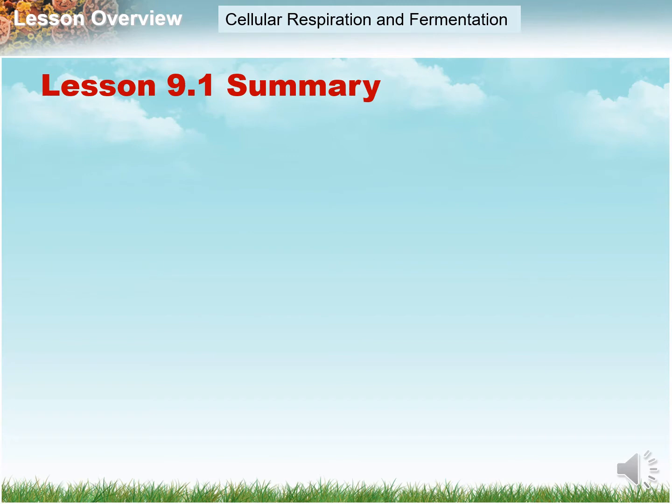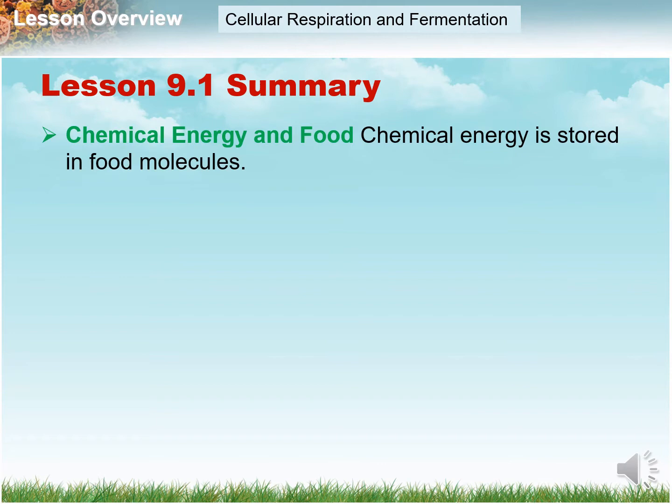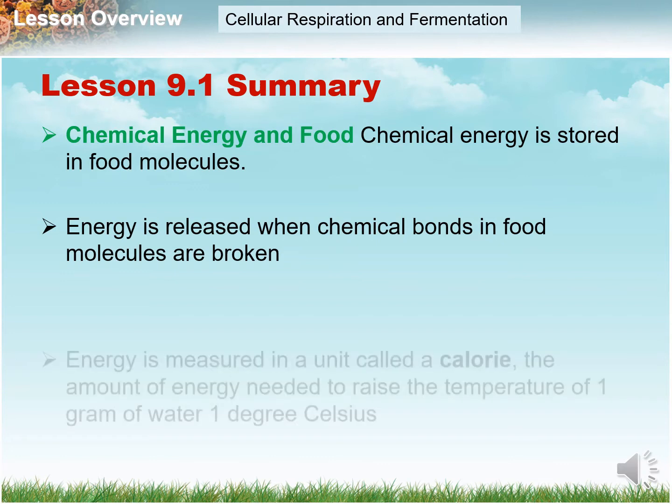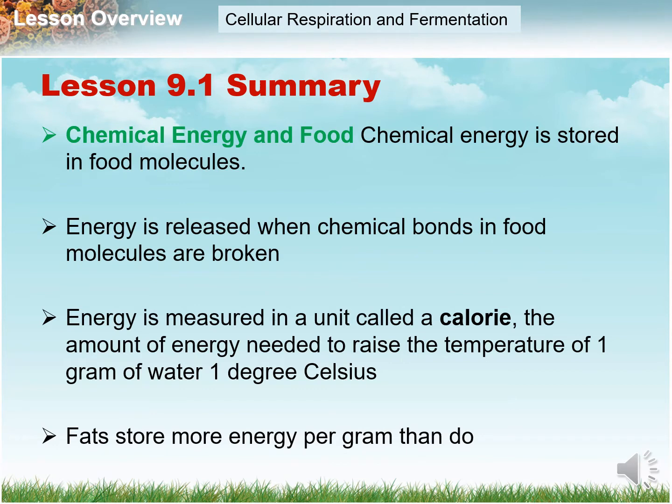So let's summarize first Lesson 1, which is the overview of cellular respiration. Chemical energy is stored in food molecules. Energy is released when chemical bonds in the food molecules are broken. Energy is measured in a unit called a calorie, the amount of energy needed to raise the temperature of 1 gram of water by 1 degree Celsius. Fats store more energy per gram than do carbohydrates and proteins.